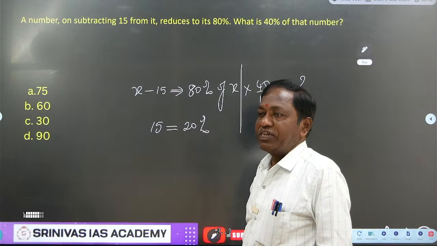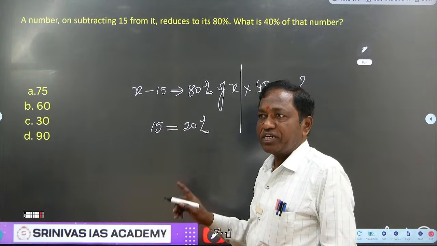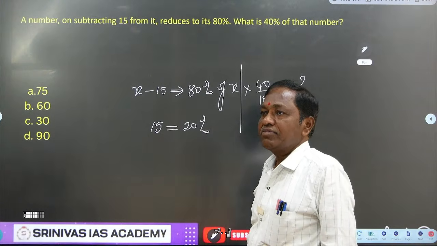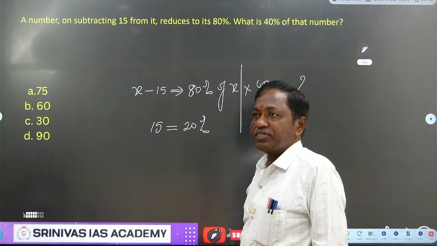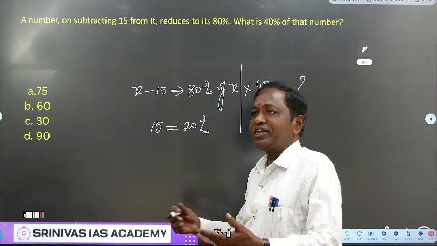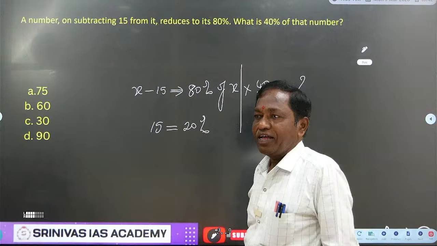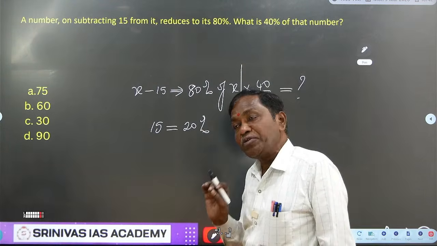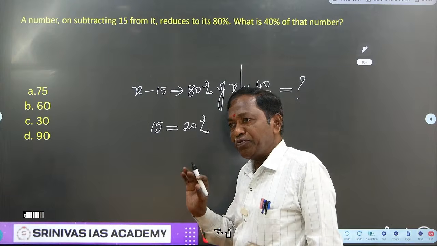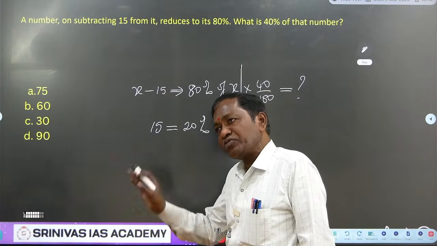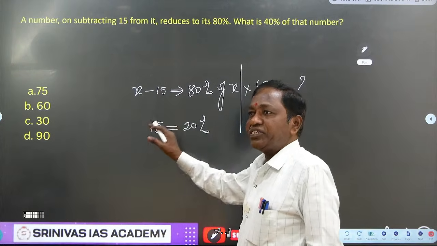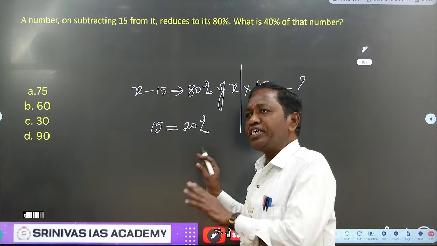When 15 is subtracted from a certain number, that is reduced to 80% of the number. Assume the number as 100, because they are giving 80. Okay, you don't assume that. Assumption is not compulsory. That is what I am telling. I have to read the question properly. Where we are supposed to assume, only there we should do it. When 15 is subtracted from a certain number, that is reduced to 80%.